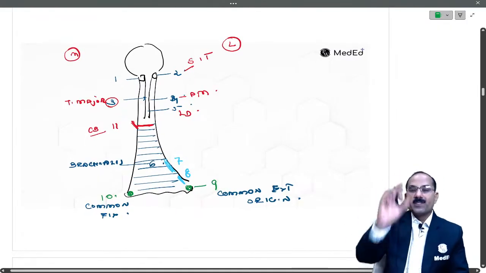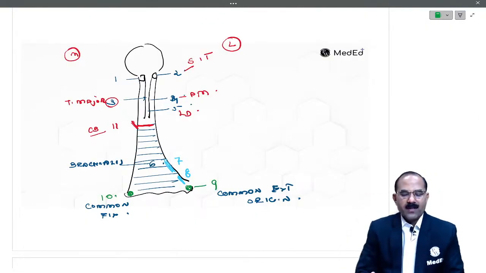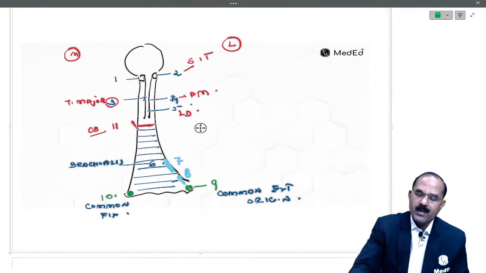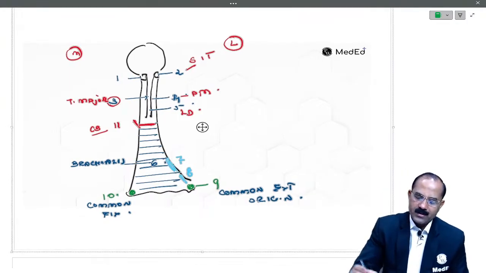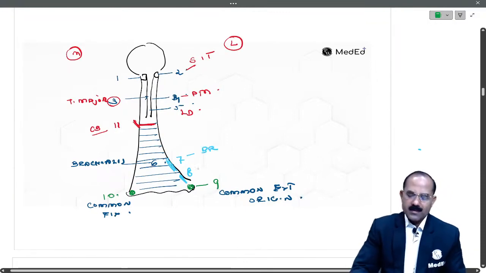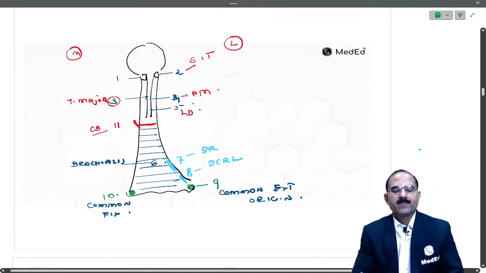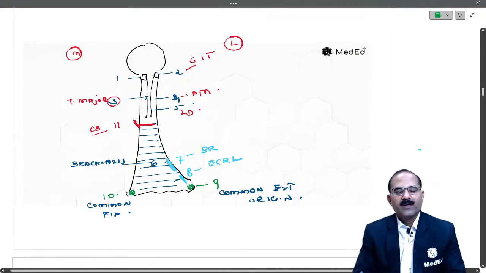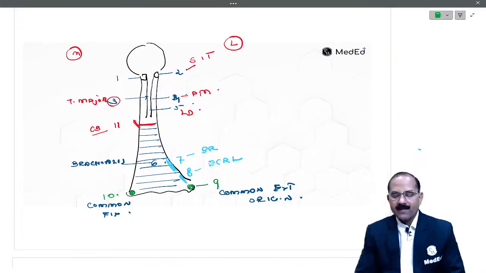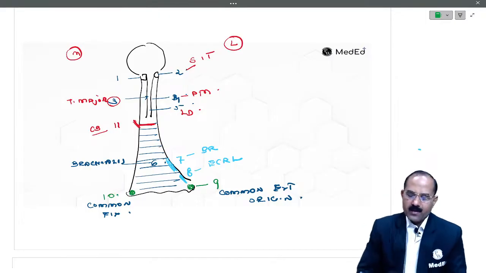Number 7 is a muscle which begins from the lateral supracondylar ridge of the humerus. There are two muscles which begin there. Who is number 7? Brachioradialis. Number 7 is the brachioradialis, and number 8 is extensor carpi radialis longus. Is it clear? Okay, very good.